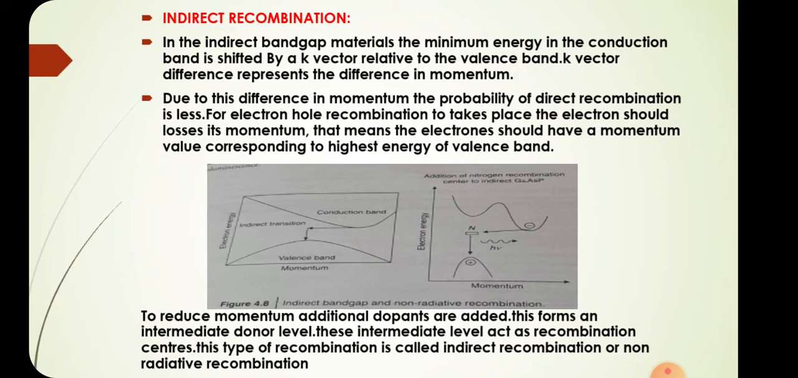In the indirect band gap materials, the minimum energy in the conduction band is shifted by a k vector related to the valence band, and the k vector difference represents the difference in momentum. And due to this difference in momentum, the probability of direct recombination is less. For electron hole recombination to take place, the electron should lose its momentum. That means the electron should have a momentum value corresponding to the highest energy of the valence band.